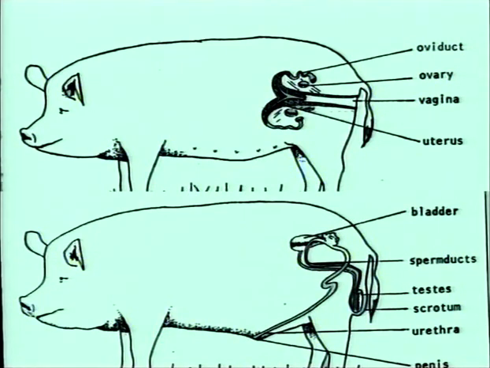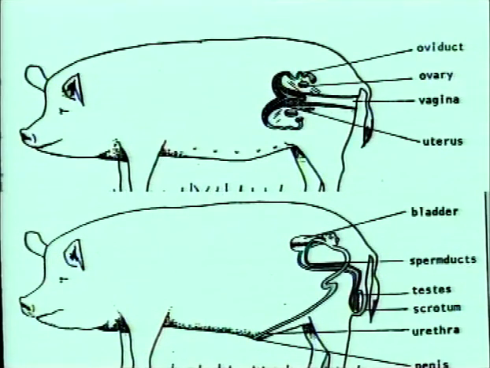Each egg then joins with a sperm, and fertilization takes place. The fertilized egg then moves to the uterus, and in the uterus, the small piglets develop. They stay there for about 16 weeks in the uterus, and then they are born, and then they stay with the mother or the sow for about 10 weeks, feeding on the mother's milk. So that's how fertilization takes place within the pig.